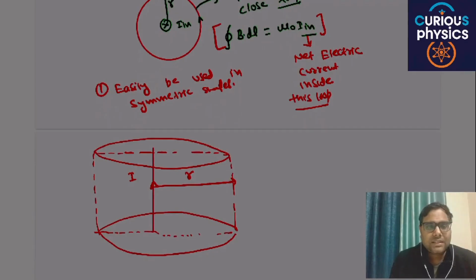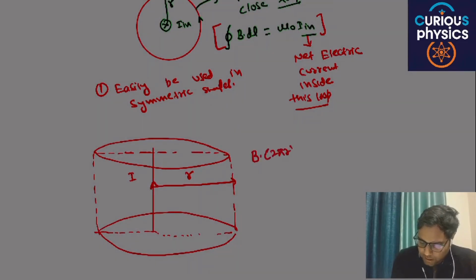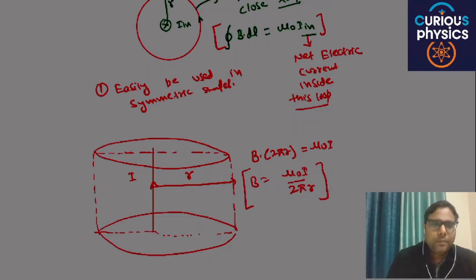So at a distance r, what will be the magnetic field? B into L, where L will be 2 pi r. The integration of dl will be 2 pi r, and mu naught I in. So magnetic field will be mu naught I by 2 pi r. Are you able to understand my point or not?